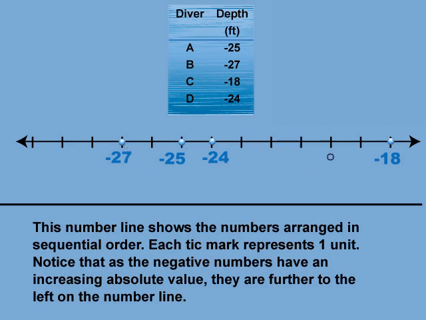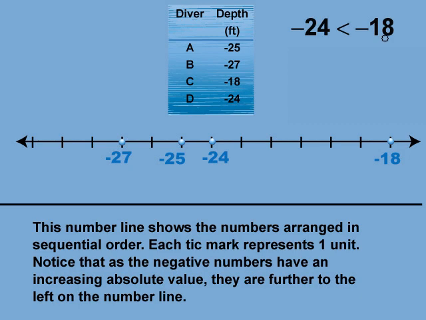For example, negative 18 is here. The absolute value of negative 18 is positive 18. Over here is negative 24. The absolute value of negative 24 is positive 24. So negative 24 has a greater absolute value than negative 18. But negative 24 is further to the left of negative 18 on the number line. This means that negative 24 is less than negative 18.